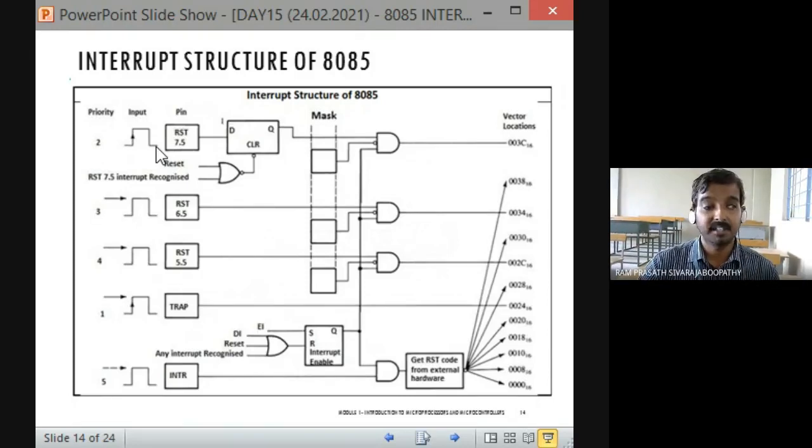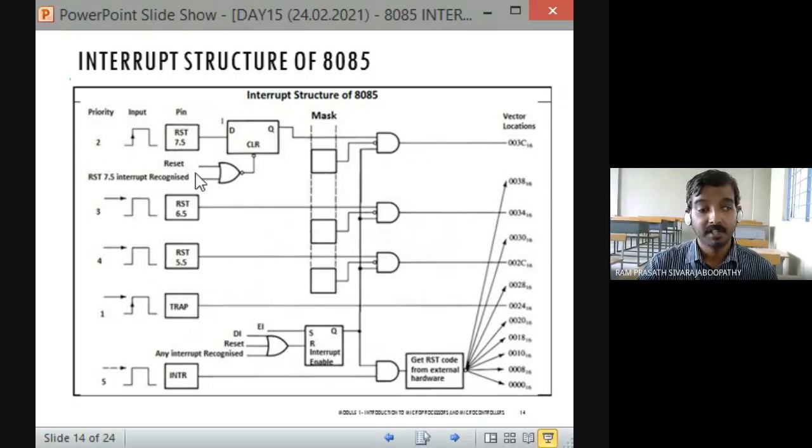Fine. As it is edge sensitive, definitely it needs a flip flop to store the request. So here there is a flip flop, and its name is the RST 7.5 flip flop. Whenever an interrupt occurs, this flip flop will get set. Understand this well. Whenever an interrupt occurs at RST 7.5, this RST 7.5 flip flop will get set. That means the interrupt request is stored.